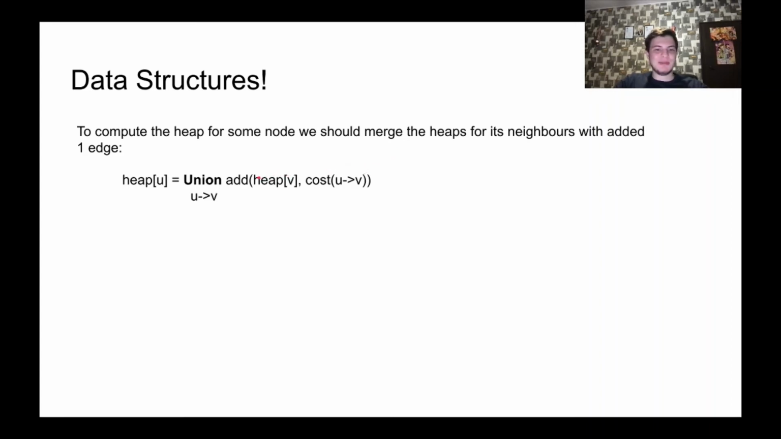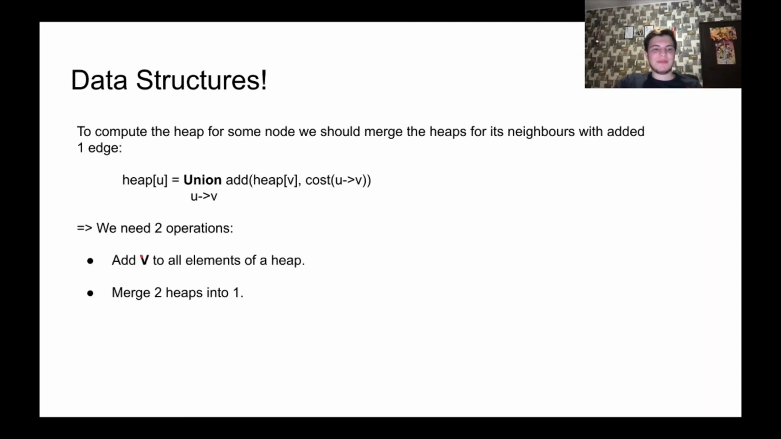implement those operations, because we need two operations. The first is adding some value v to all elements of a heap. Here we have some other heap which is the neighbor, and we basically just need to add the cost of the edge from the current node to that neighbor to all elements in this heap. So this is the first operation, which is basically just adding some constant to all elements of a heap.